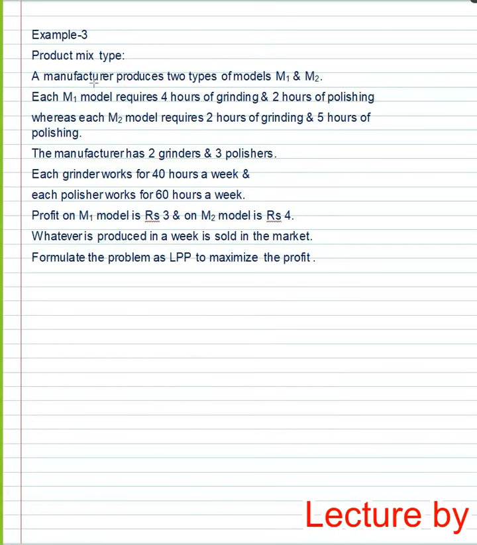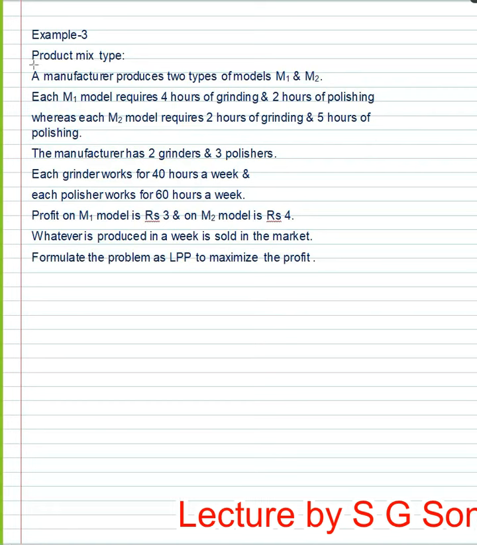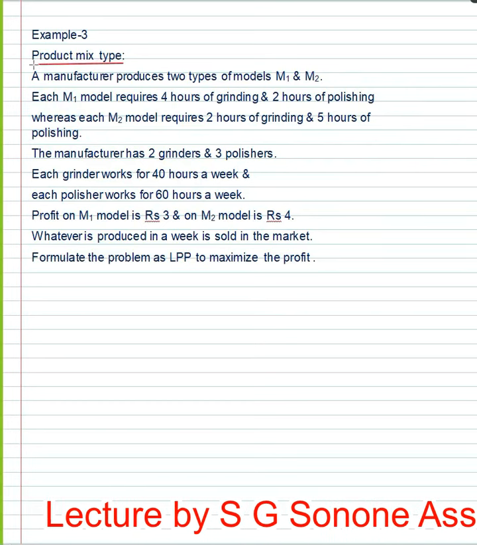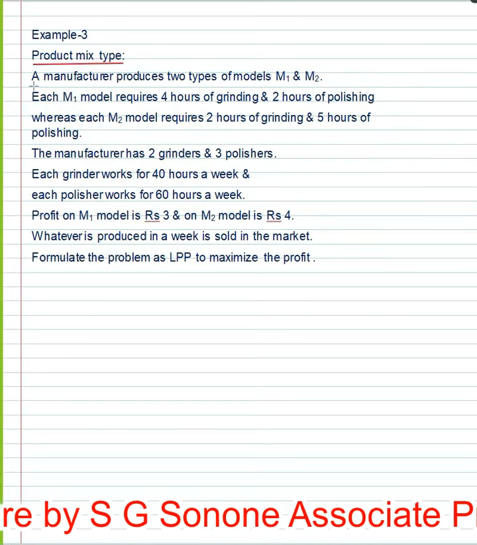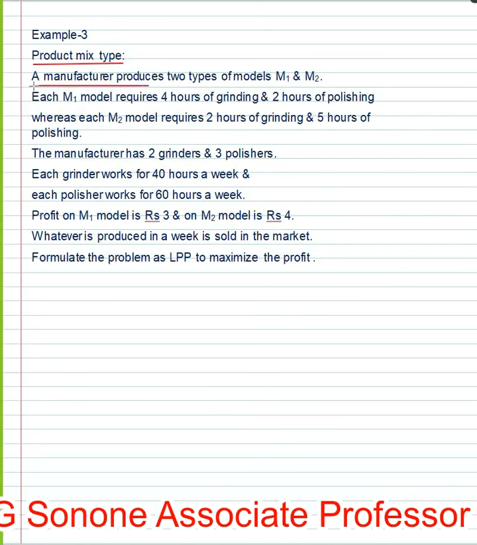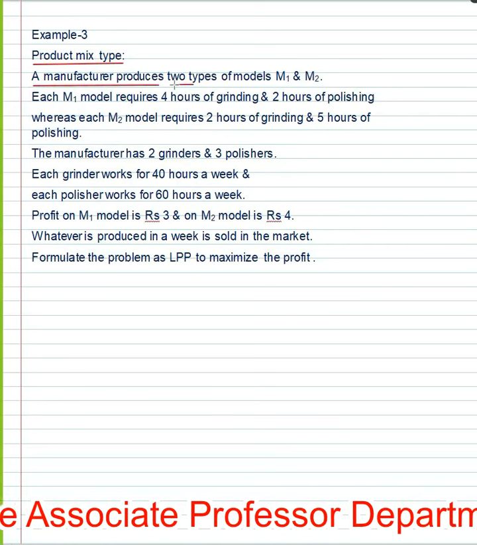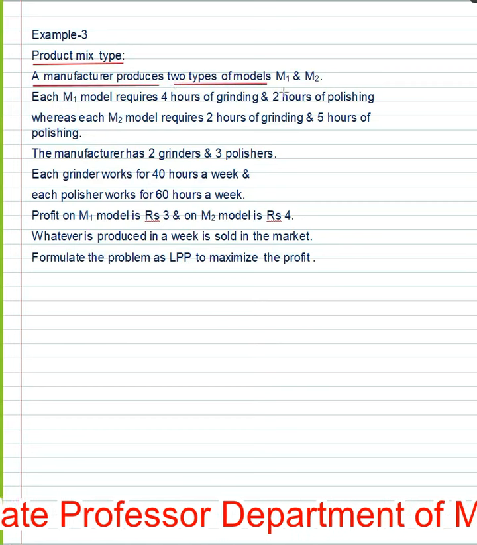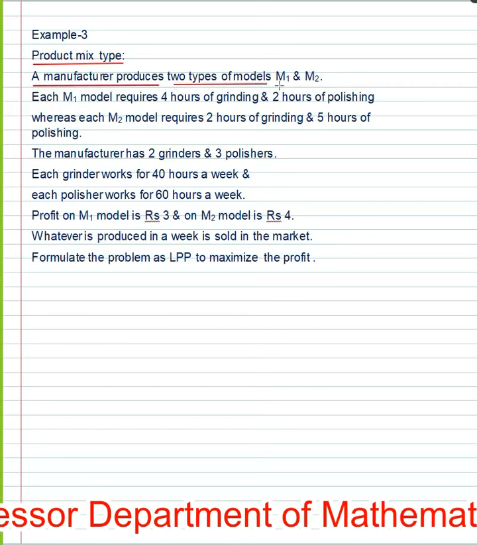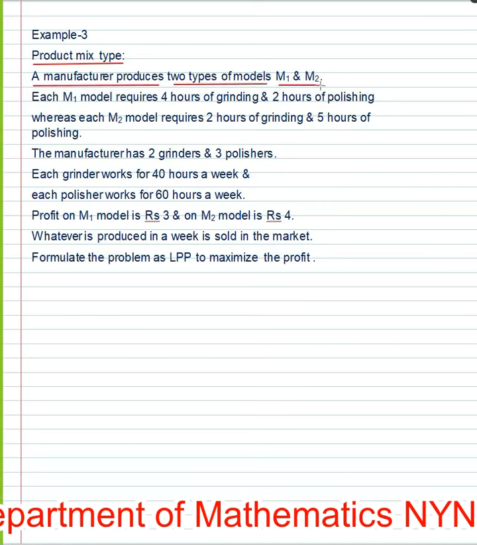Next example, product mix type. A manufacturer produces two types of models, M1 and M2.